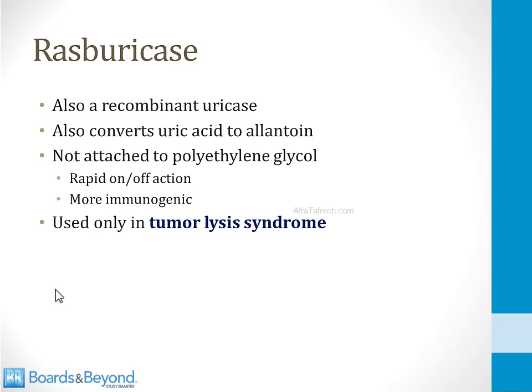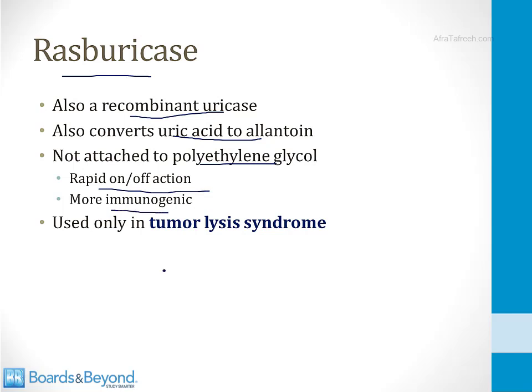A related drug that is not used for gout is called rasburicase. This is also a recombinant uricase. It also converts uric acid to allantoin, so it will be excreted in the urine. However, rasburicase is not attached to polyethylene glycol. This means it has a rapid on-off action and it's more immunogenic and there's more risk of an allergic reaction.